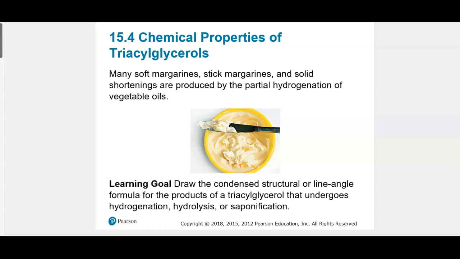You've heard of margarine. You've heard of solid shortening. Partial hydrogenation of vegetable oils is what they are. You take vegetable oils, you add hydrogen to the double bonds, you now have saturated fatty acids, so they're going to be solids. Pretty much as simple as that. And they want you to learn to do the structural formulas of the products of triacylglycerols after undergoing hydrogenation, and also hydrolysis or saponification, which is a form of hydrolysis. And we'll see what they are shortly.